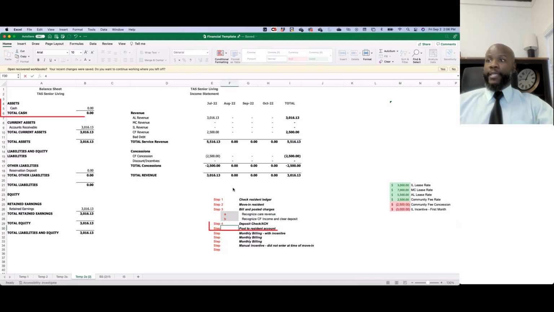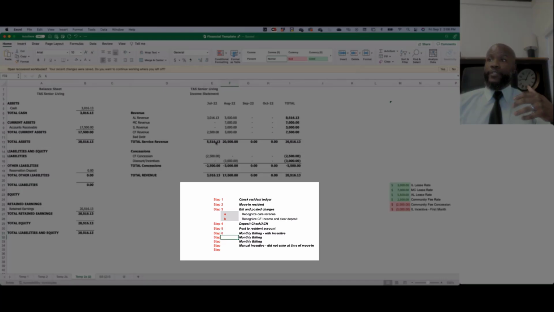And so when they do that, deposit into the bank, pay the prorated rent. Now the only cash that we have in place is that, because they got a full incentive for the community fee. Okay. And then from there, right, we would go into, we're going to bill the next month.